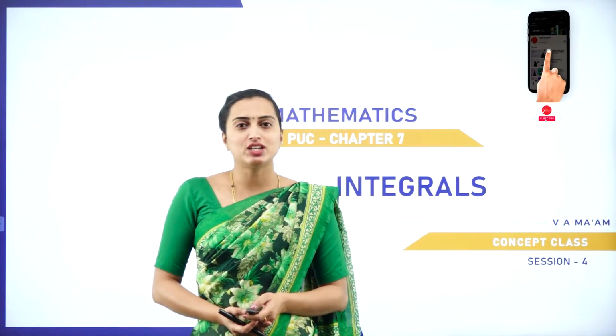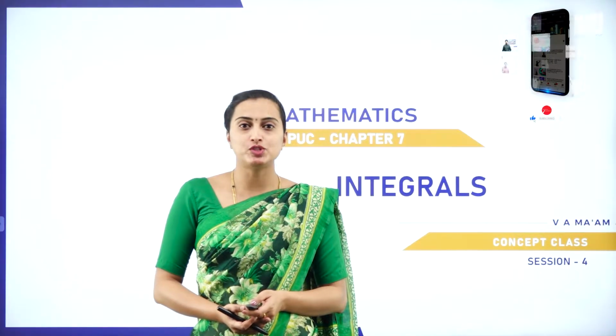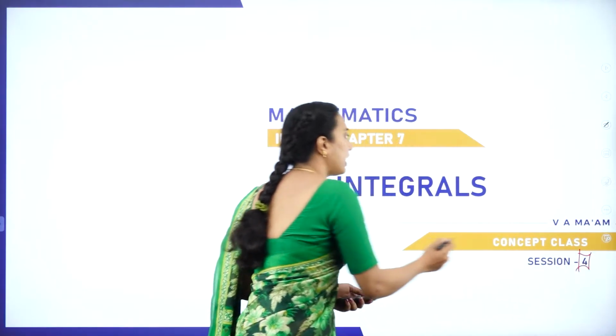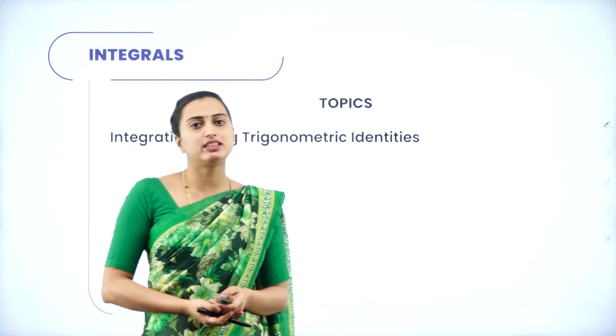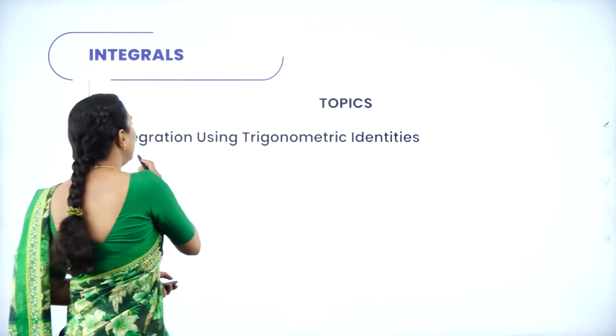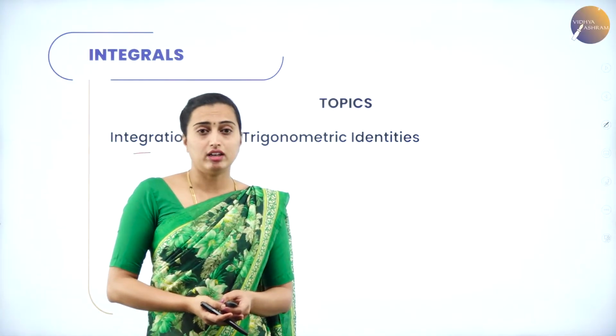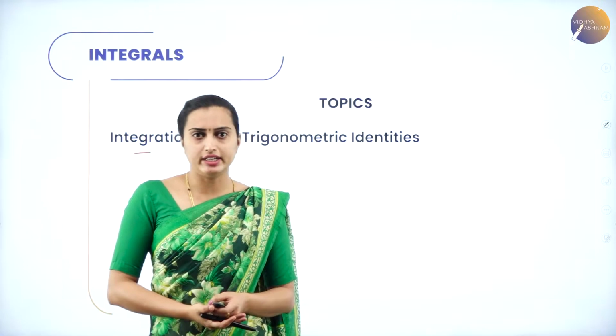So in the last session, we have learned so many problems on the integration by substitution method, isn't it? Now here in today's session, we are having session number 4 and chapter number 7, called integrals. And the topics we are going to study under this session are integration using trigonometric identities. Then what do you mean by trigonometric identities?